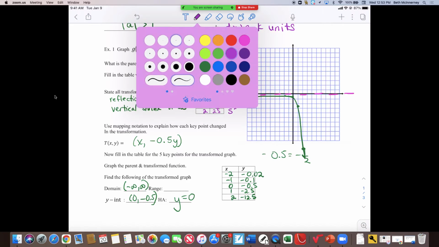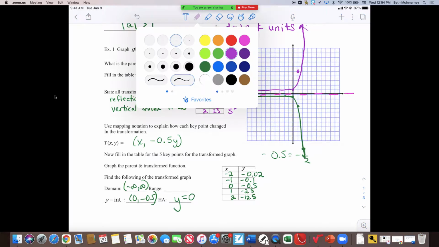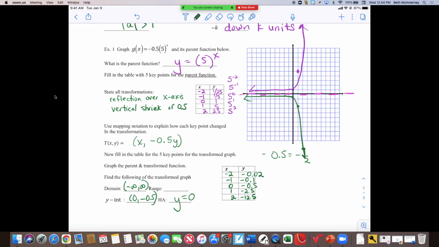Then let's go ahead and plot the original. 225 is way off my grid. Can you see that's a nice reflection from the parent graph. Now I need to circle back to my range. Don't forget it. I know that I do it last.